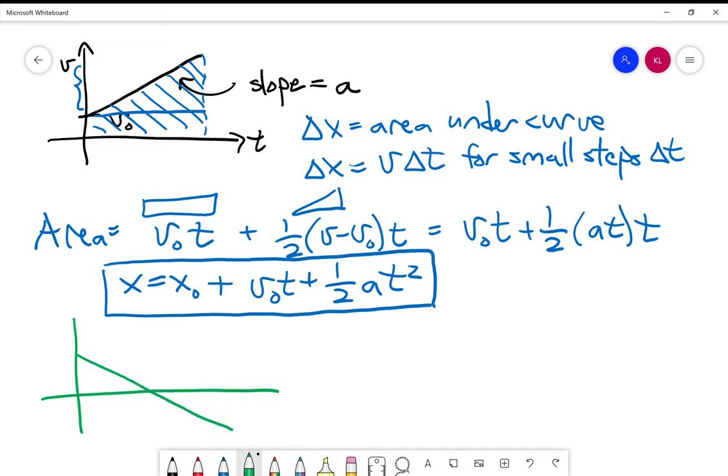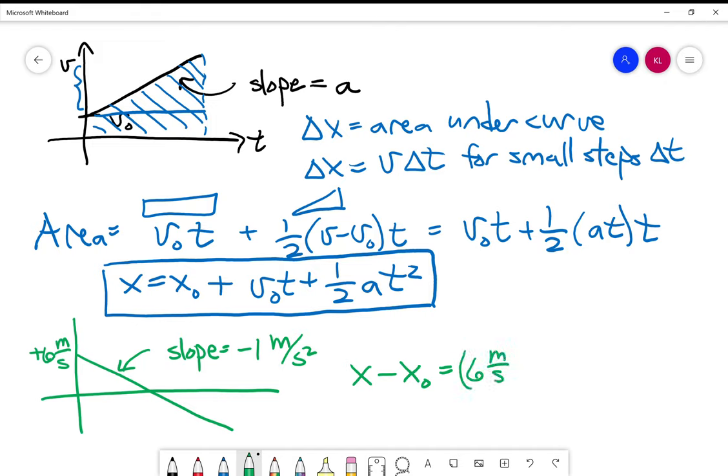say we did a problem that had a velocity of 6 meters per second, and the slope here was -1 meters per second squared, how you would write that is that the position as it changes, so the difference between its final and its initial at any time, is 6 meters per second in this example, times time, plus 1/2 times -1 meters per second squared times time squared. So if you plug in a value for time here, you would get the change in the displacement.